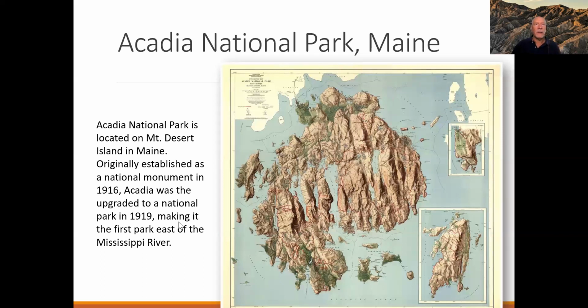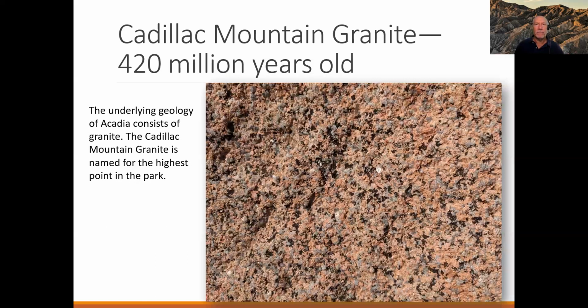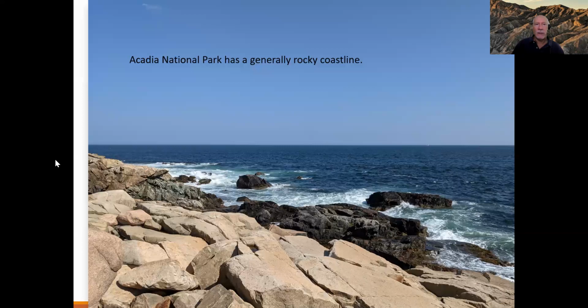Acadia National Park was established in 1916 as a national monument and then upgraded to a national park in 1919. It is the first national park east of the Mississippi River. And again, we've got a granite, in this case the Cadillac Mountain granite, which is 420 million years old. I honestly don't know a lot about the Cadillac Mountain granite, but we can see this shiny crystal here looks like muscovite, the darker ones again being hornblende, maybe some biotite in there, and again the pinkish ones being potassium feldspar.